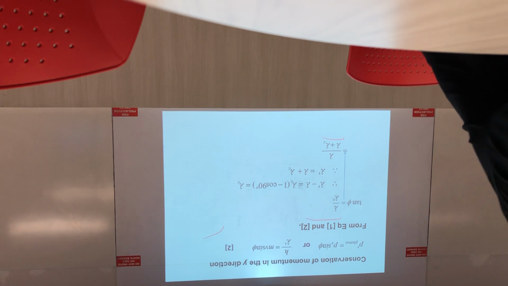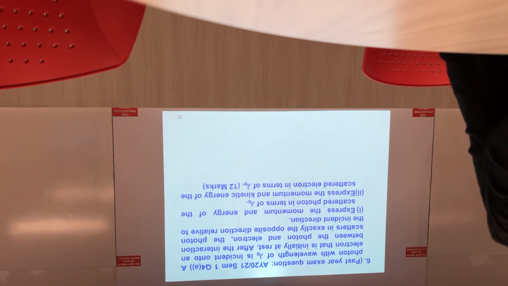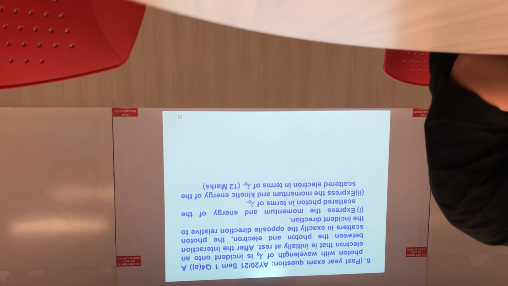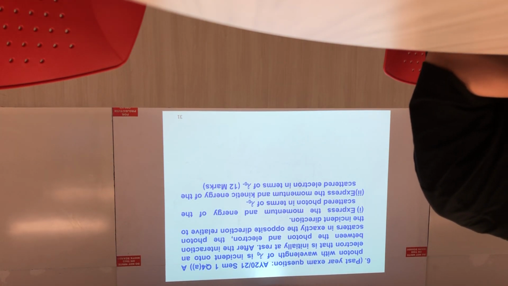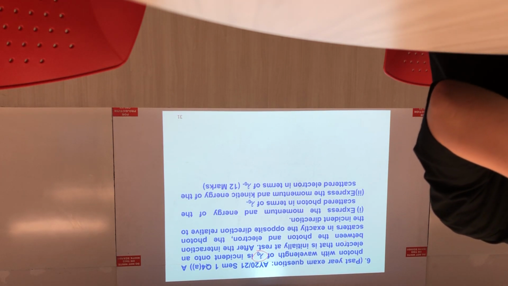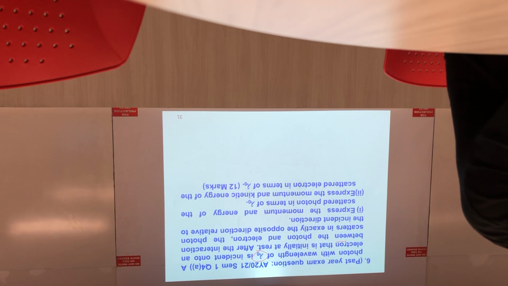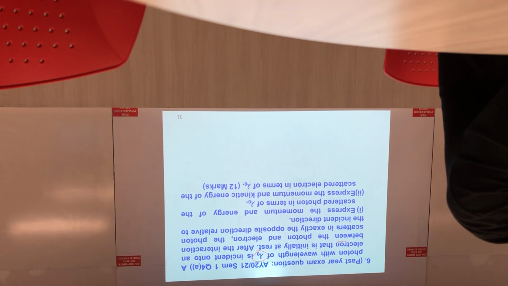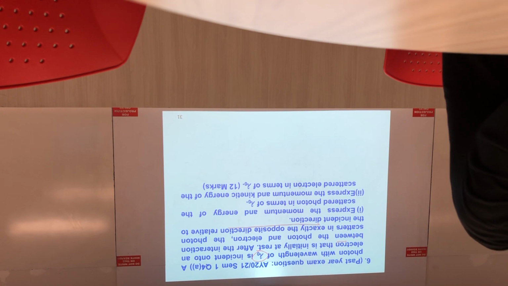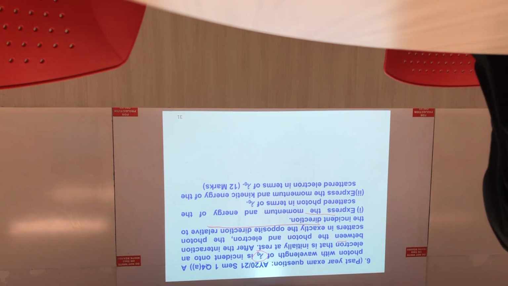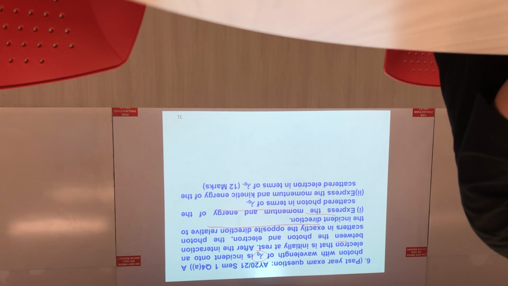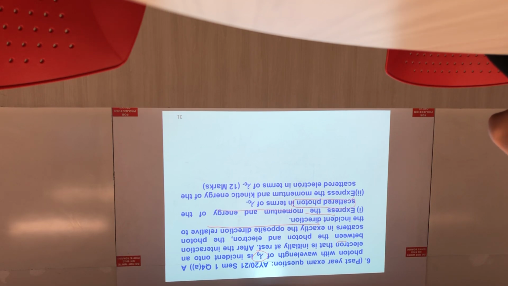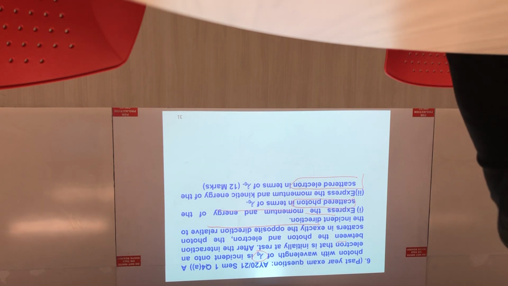Now I'm going to jump to one of the past questions. AY 2021, 1006. A photon with a wavelength of lambda 0 is incident on an electron that is initially at rest. After the interaction between the photon and the electron, the photon scattered in exactly the opposite direction relative to this incident direction. From this, we first want to calculate the momentum and the energy of the scattered photon, and also the momentum and the kinetic energy of the scattered electron.